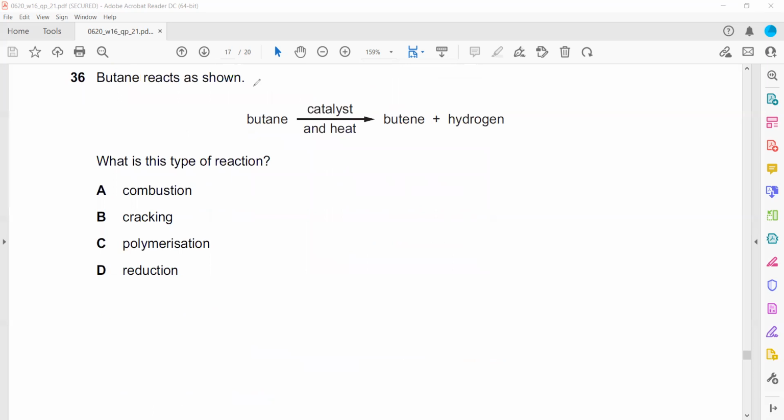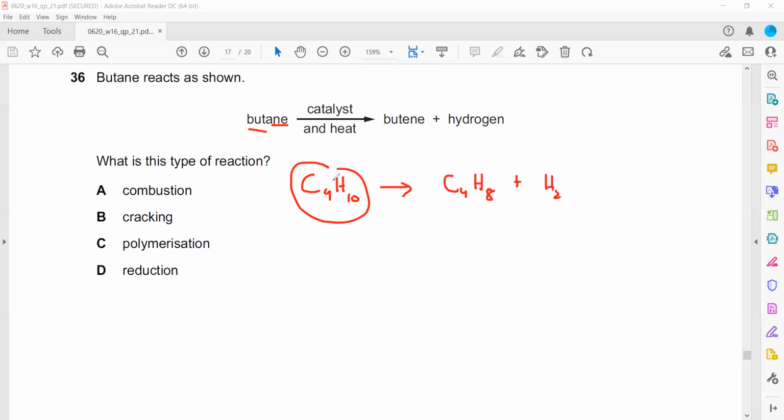So butane reacts as shown. Butane in the presence of a catalyst forms butene and hydrogen. What is the type of the reaction? Butane means 4 carbons, and for an alkane the number of hydrogens will be twice the carbons plus 2. So 4 multiplied by 2 is 8, plus 2 is 10. So C4H10. So it will turn into C4, butene means H8, plus hydrogen.